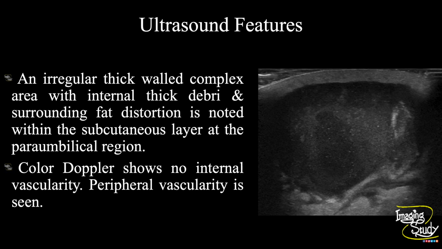So in summary, an irregular thick-walled complex area with internal debris and surrounding fat stranding is noted within the subcutaneous layer of the paraumbilical region. Color Doppler shows no internal vascularity, only the peripheral flow is seen. So the diagnosis is paraumbilical abscess.